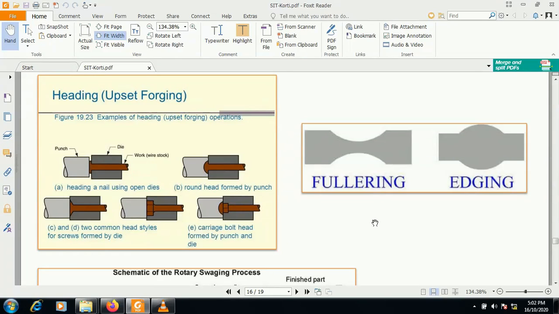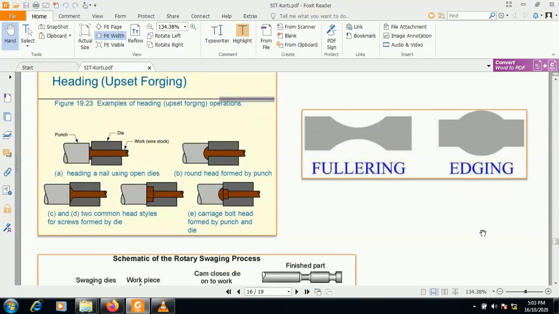Now the next operation is fullering. Fullering operation is again a localized deformation of the workpiece, so that we can reduce its cross section and increase its length. This is the fullering operation. And opposite to fullering is the edging operation. In fullering, the compressive force is applied along the y-axis or about the vertical axis, and in edging, the compressive force is applied along the x-axis or around the horizontal axis. This is the edging operation.